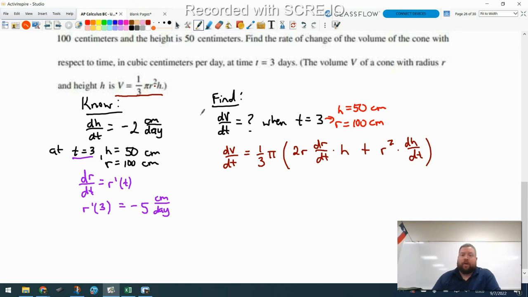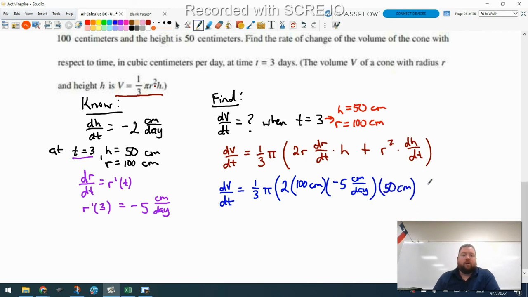All right, plug in what we know. We do not know dV over dt. That's what we're trying to find. 1/3 pi times 2, r is 100 centimeters, dr over dt is -5 centimeters per day, and h is 50 centimeters. Plus r squared, so 100 centimeters squared, and then dh over dt is -2 centimeters per day.